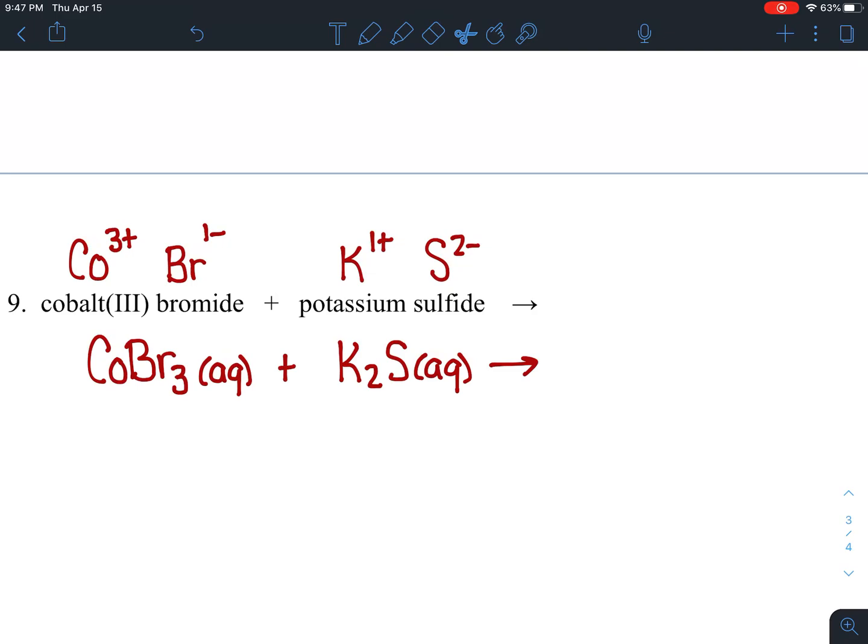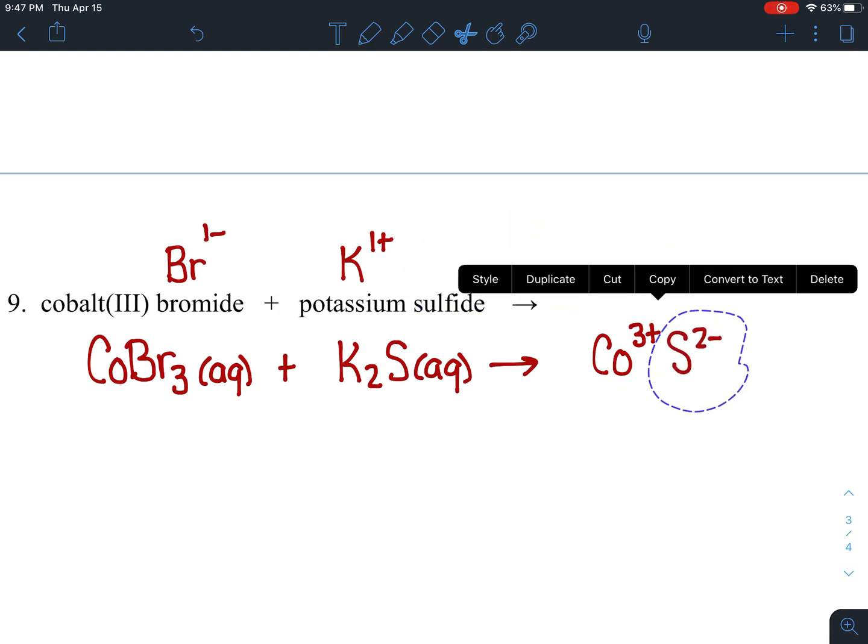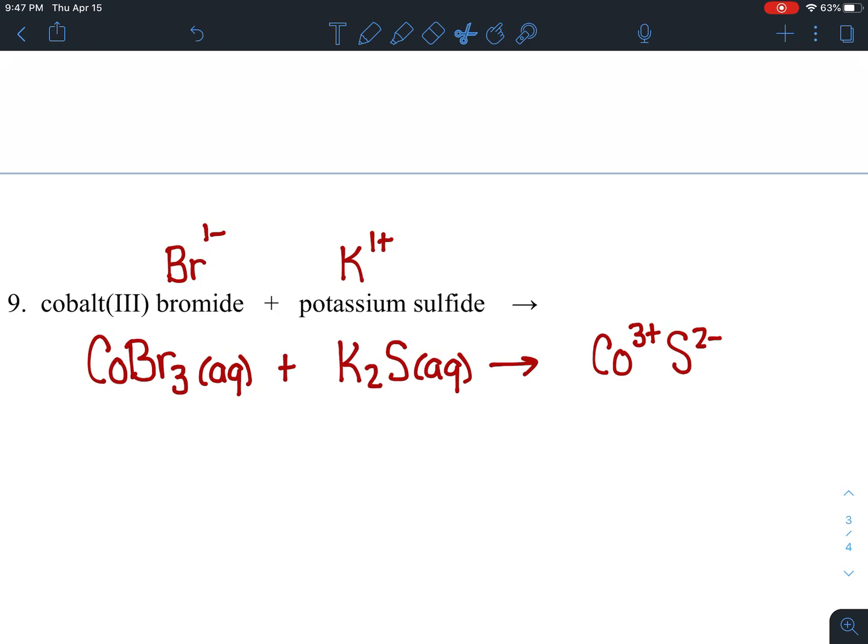So what I'm going to go ahead and do is, I know that a double replacement reaction is just a switch, right? So cobalt was with bromine and it was attracted to that negative charge. So cobalt is going to find the next negative charge. So that's the sulfur or sulfide. So I'm going to go ahead and bring down my cobalt and my sulfide. One of the reasons I love Notability.